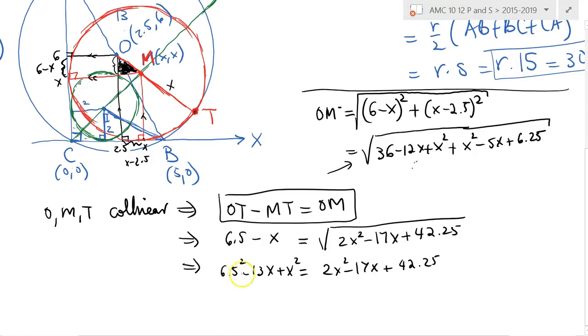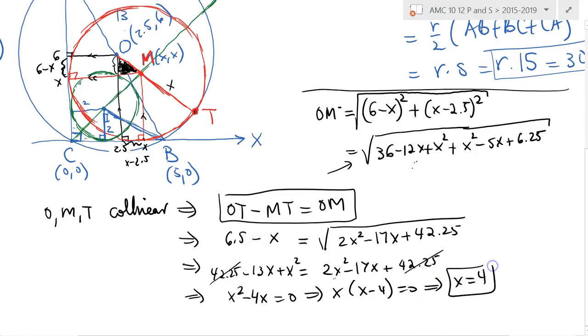If you know the squaring trick for two-digit numbers which end in 5, it would be 6 times 7, 42, and then 42.25, right? There you go. Oh yeah, I love that. Look at that. These two just cancel each other, and the x squared will disappear with this one. So we will have x squared minus 4x is equal to 0, or if you will, x times x minus 4 is equal to 0, and boom, x is indeed equal to 4. Well, actually the only potential solution.